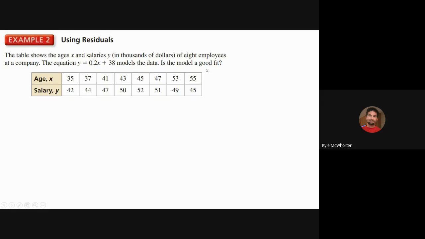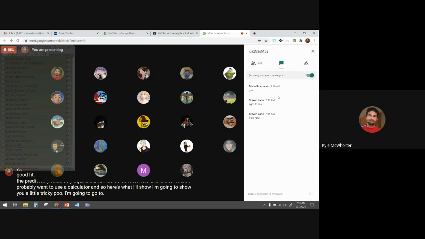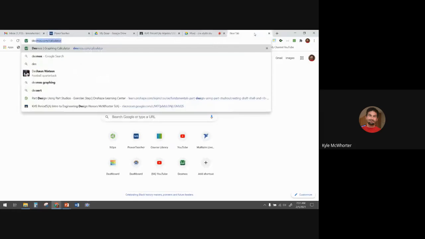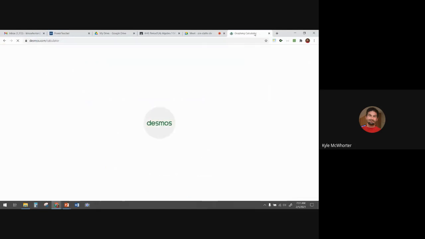All right, so what we need to do is, for each input value, figure out the predicted y value. So y equals 0.2x plus 38. This is one where I probably want to use a calculator. And so here's what I'll show. I'm going to show you a little trick. I'm going to go to sonos.com/calculator.